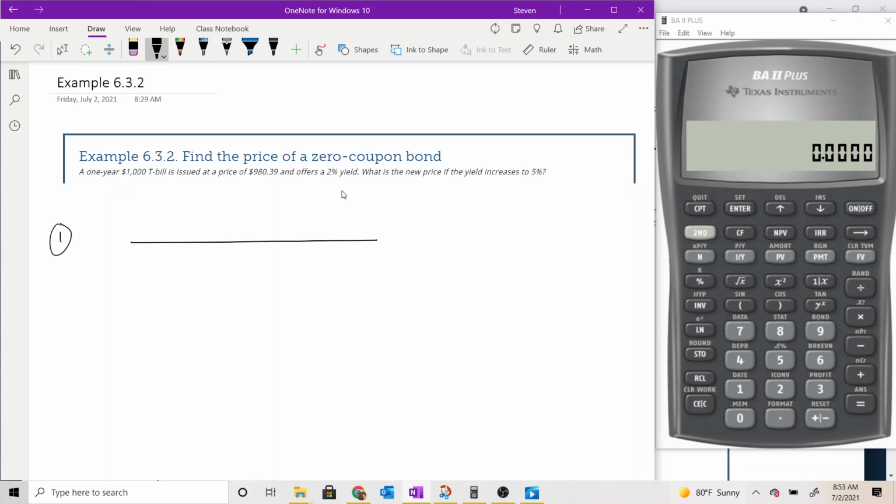All right, we have the same 1-year treasury bill. So there is only one cash inflow the investor will have, and that's the $1,000 face value received at the end of the year. The bond was trading for $980.39 when it had a yield of 2%. That yield is now going to increase to 5%. So it's going to go from 2% to 5%. And the question is, what happens to the price?